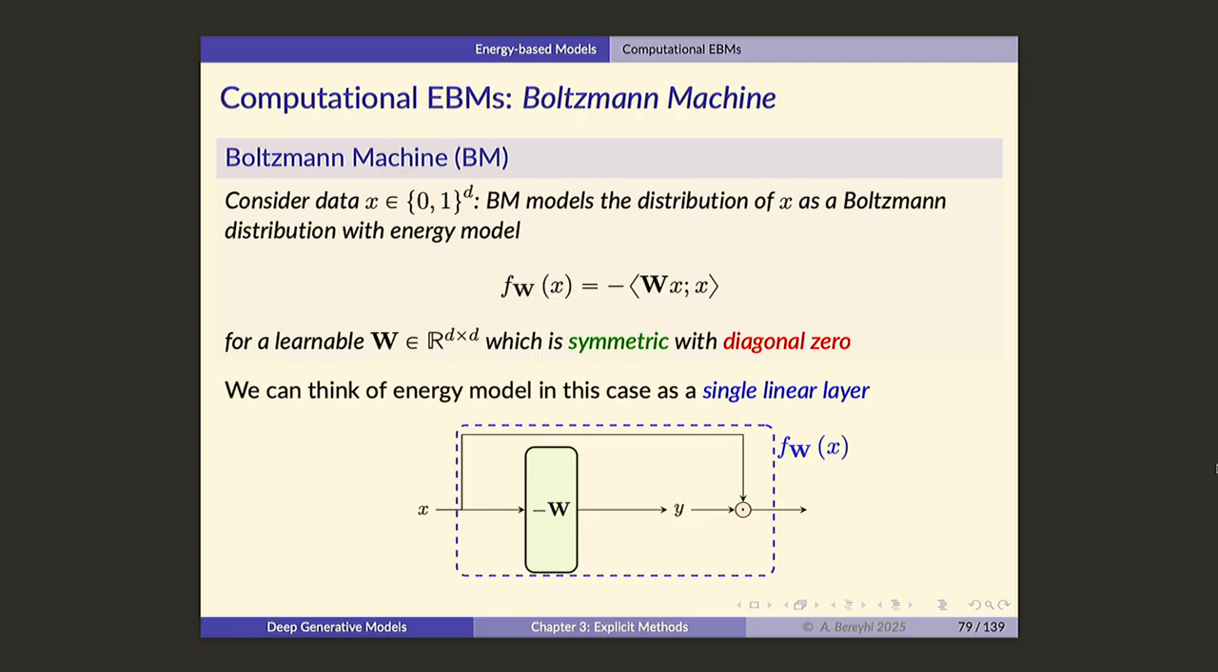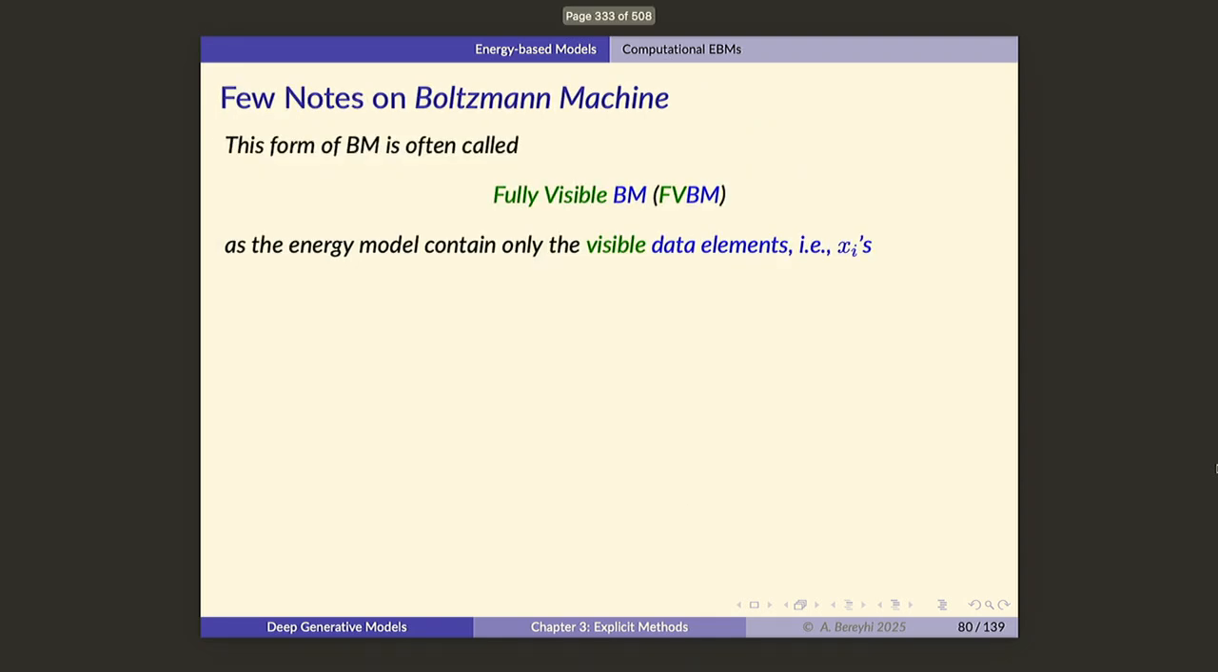So here I have a minus. It's not a big deal. You can drop it. I just kept it to be consistent with the literature. But if you drop it, nothing is going to happen, right? You're going to learn minus W instead of W. Nothing is going to happen.